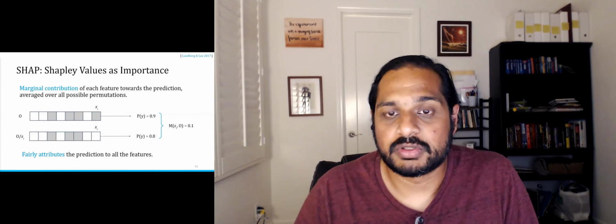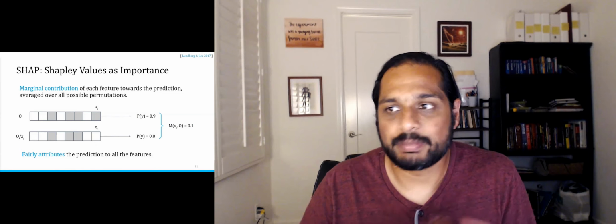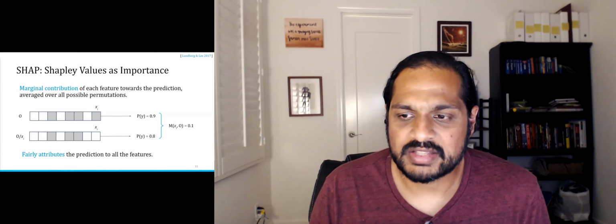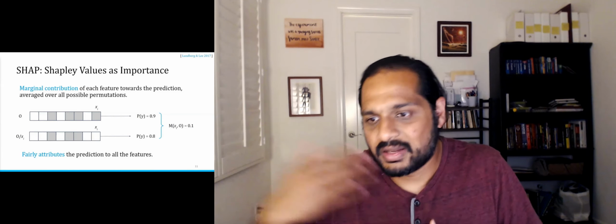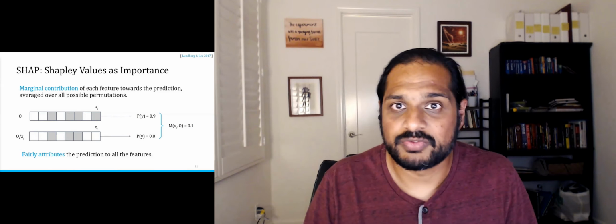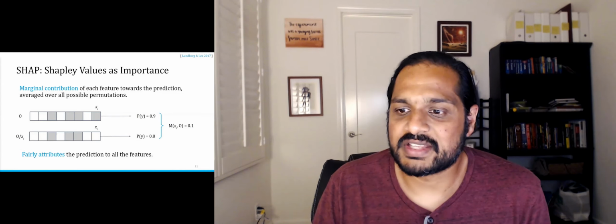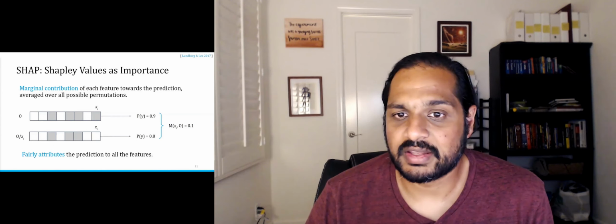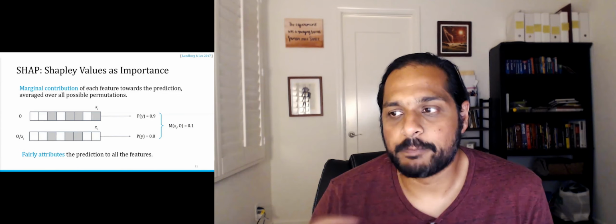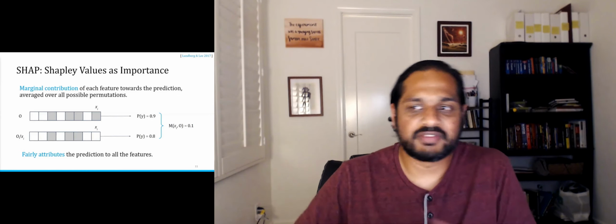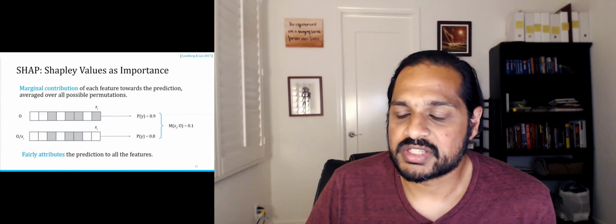Along with Lime, there was also a different explanation technique that came out called Shap, which is essentially Shapley values as importances. It's very similar to Lime in that it requires you to make perturbations to the input and looks at the black box behavior of the model to figure out which features are important and which are not. The difference is that instead of learning a regression, it's basically computing a marginal contribution of each feature towards the prediction, sort of averaged over all possible permutations. That's the theoretical definition of what Shap is trying to do.